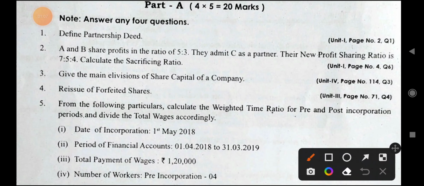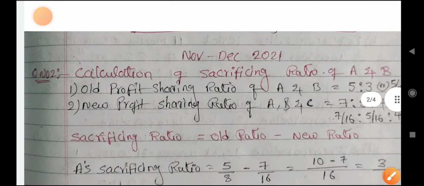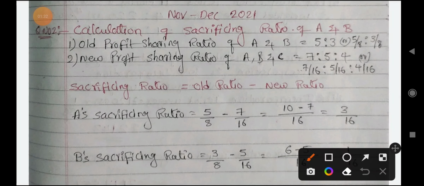A similar type of question was asked previously also. A and B share profits in the ratio of 5:3. They admitted C as a partner. Their new profit sharing ratio is 7:5:4. Calculate the sacrificing ratio. So we are dealing with November December 2021 question number 2, calculation of sacrificing ratio of A and B.